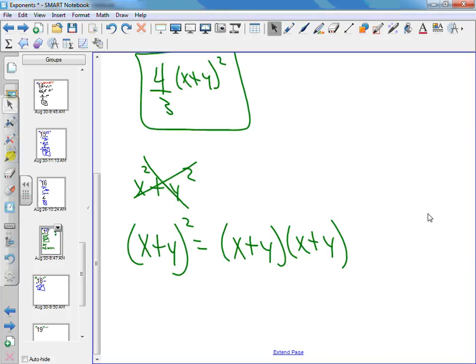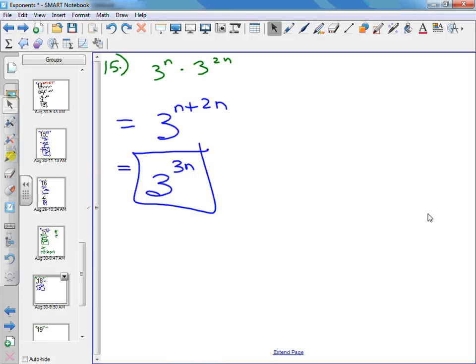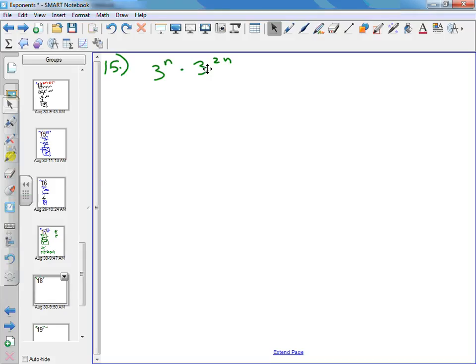I'm sorry? 15. Okay. 15. Here's what you need to understand. The 3 and the 3 are your bases, right? Pretend for a moment. If I had x squared times x cubed, what would you do? You add them together to give you x to the 2 plus 3, which is x to the 5th, right? We kept the x, right, which is the base.